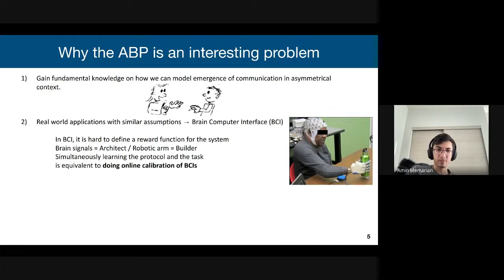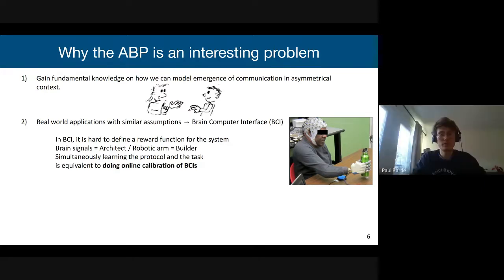I think there are no questions, but I want to go back to the points about this communication channel and the number of symbols. I guess one reason for that is that the architect is in charge of giving the reward to the builder, but the builder has no explicit way of giving any reward to the architect, right?